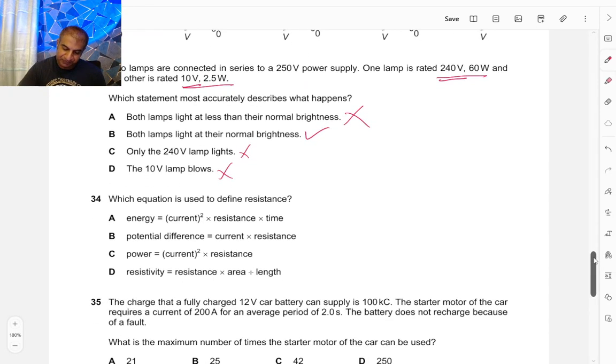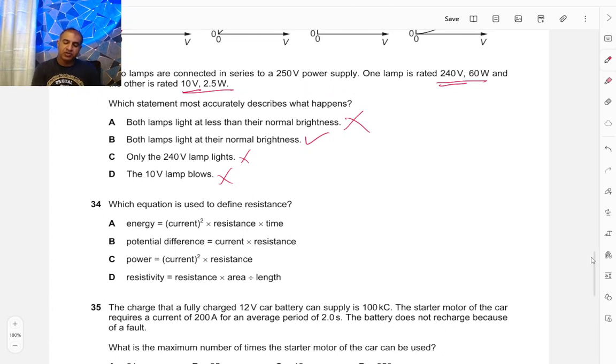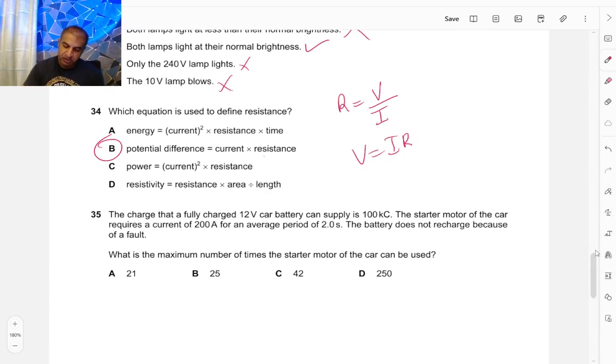Anyways, next step. Which equation is used to define resistance? The definition of resistance is simply the ratio of voltage over current. So V is equal to IR. So potential difference is equal to current times resistance. So B is going to be the right answer. So this is the definition.